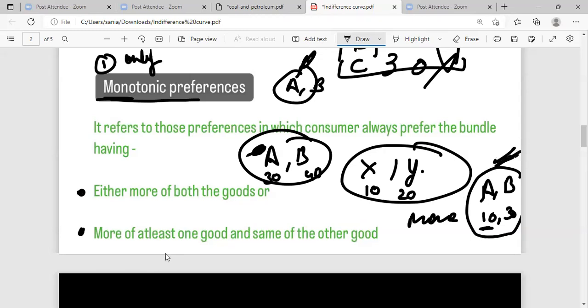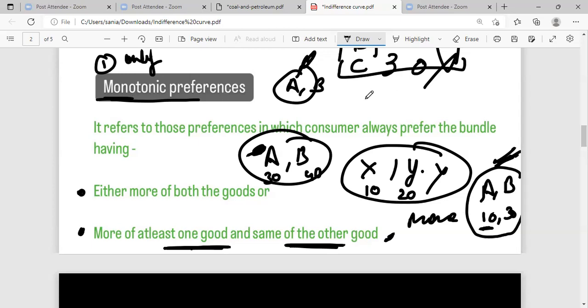Why? Because you will say, ma'am, I am getting more of at least one good, and the same of the other good. So that's why, ma'am, I will choose this one. Here you are getting more of one good. For the second good, you are getting more, but for the first good, you are getting the same. So you will choose this option, not that option. Clear? So this means monotonic preference.